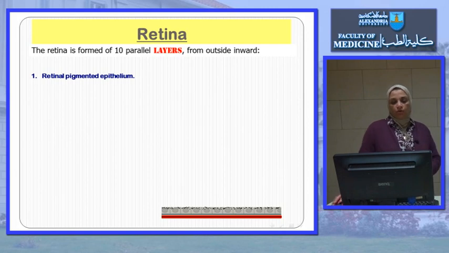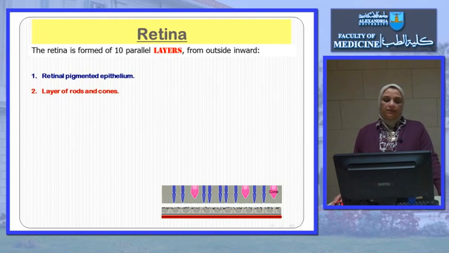Then number two, this is the layer of rods and cones. Which part? Mainly the outer segments and the inner segments of the rods and cones. You have to know that layer number 2 is the layer of rods and cones with their outer segment and inner segment, not the cell body, because the cell body and the nucleus are present in layer number 4.